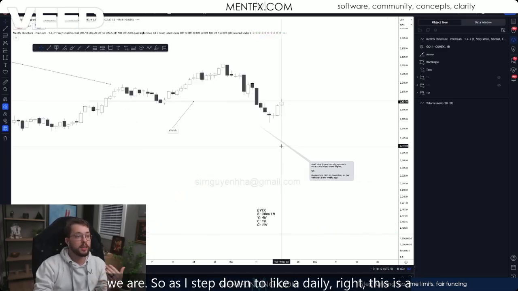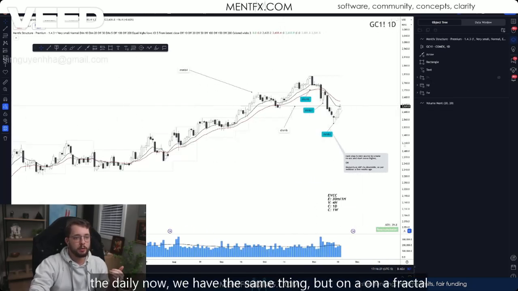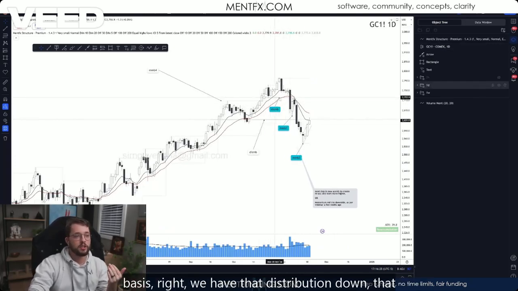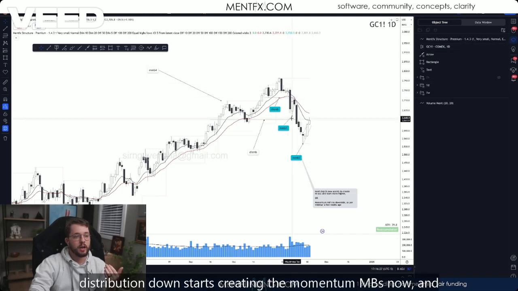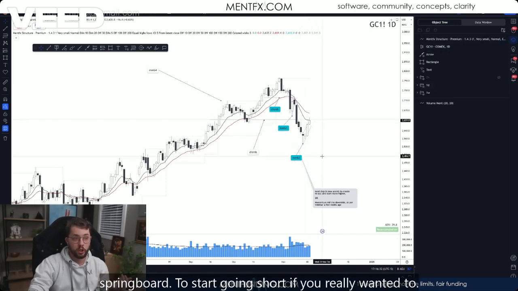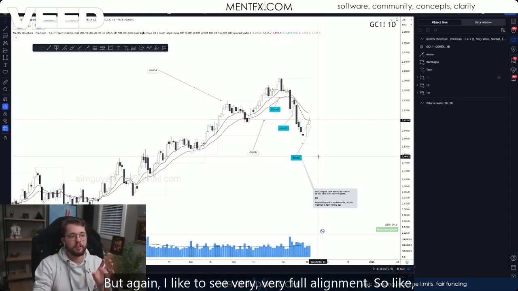So as I step down to like a daily, right, this is a great example because on a daily, if I put on the labels of the daily now, we have the same thing, but on a fractal basis, right? We have that distribution down. That distribution down starts creating the momentum MBs now, and it's creating multiple momentum MBs that you can use as a springboard to start going short if you really wanted to. But again, I like to see very, very full alignment.